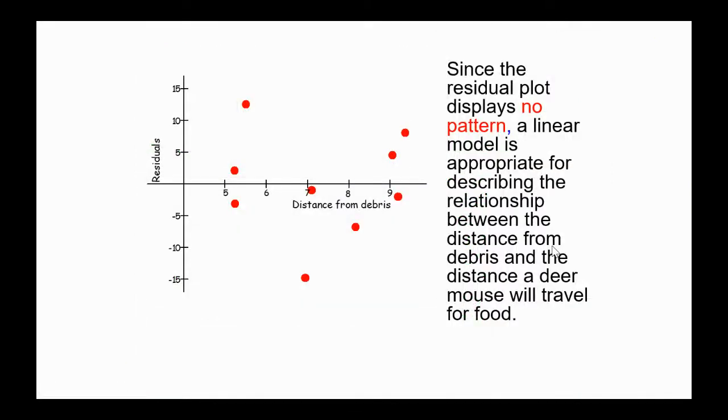So since the residual plot shows no pattern, a linear model is appropriate for describing the relationship between the distance from debris and the distance a field mouse will travel. You can, or you can just summarize it and say no pattern visible, linear model appropriate, something like that.